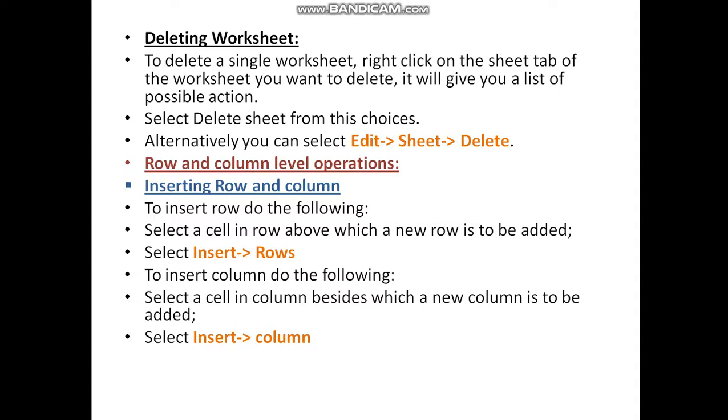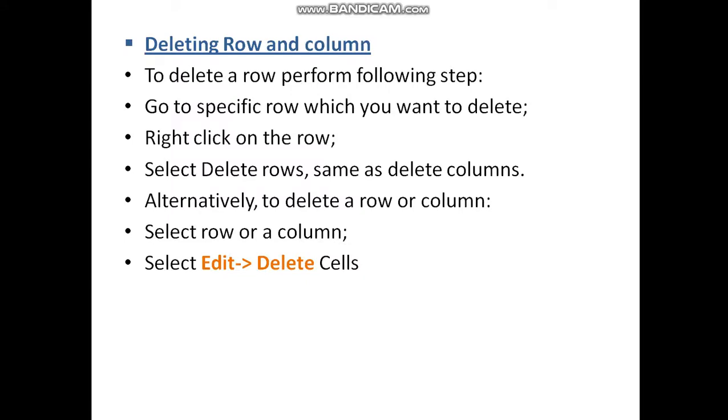Next, row and column level operations. Inserting rows and columns. To insert a row, do the following. Select a cell in a row above which a new row is to be added. Next, select Insert, then Rows. Similarly, to insert a column, select a cell in a column beside which a new column is to be added, and then again Insert, then Columns.